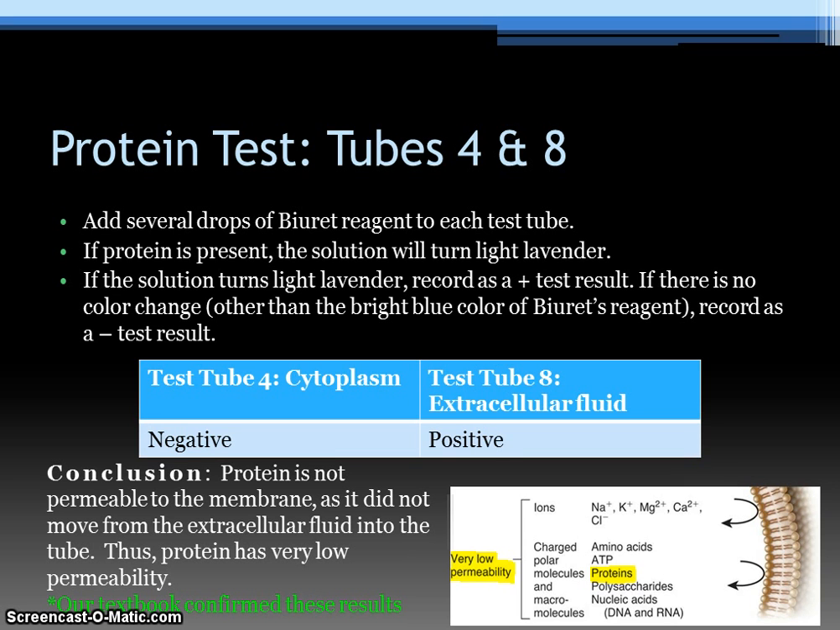In this case, our research within our textbook confirmed these results. As we can see in this picture from it, it says that proteins have very low permeability. And this presentation concludes Lab 6, movement of solutes through a semi-permeable membrane.